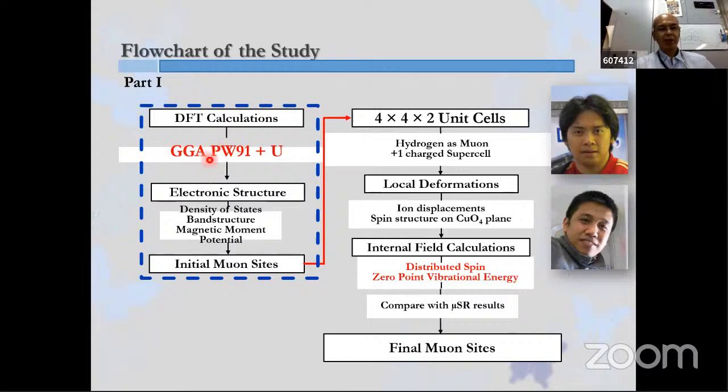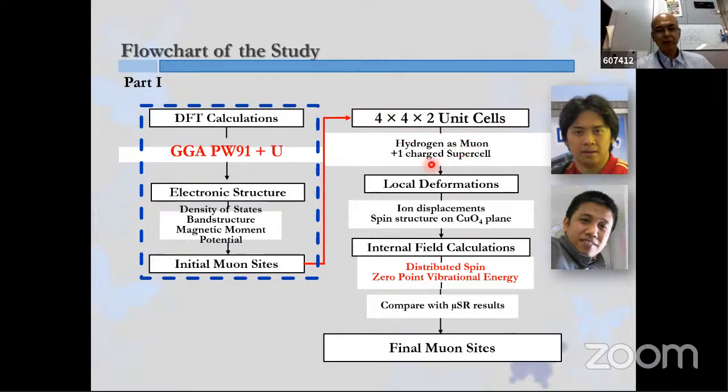Then we use GGA plus U. U means, roughly, how electrons don't want to sit together. Then the electronic structure gives the potential calculation. From the potential calculation, we decided the initial muon position as the minimal local potential position. Then we put in a larger cell and put one muon in.